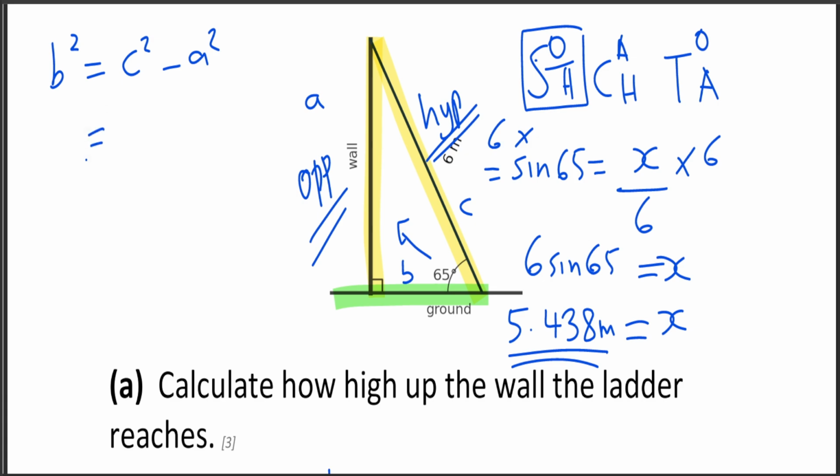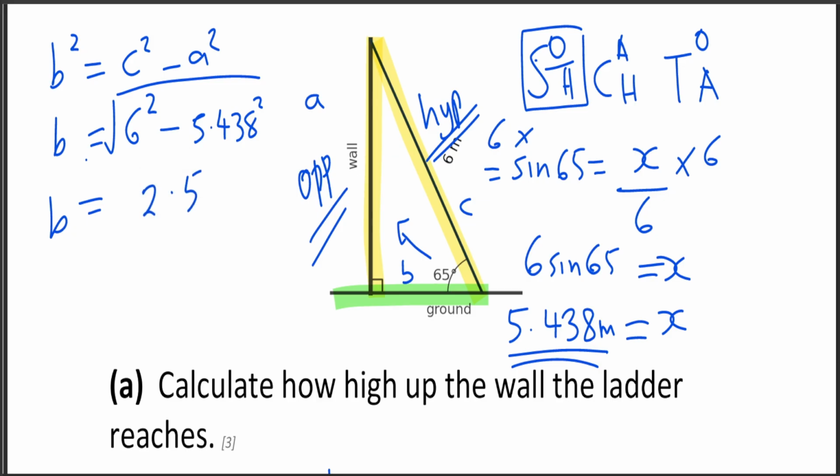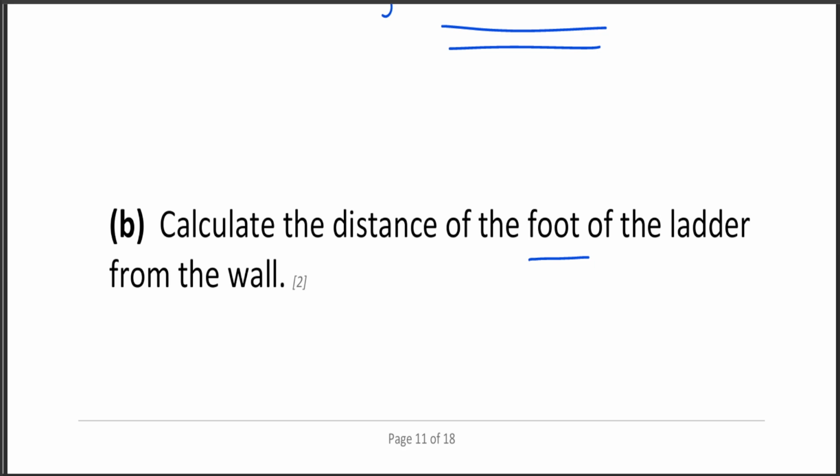So C squared yako, your hypotenuse 6 squared minus the A squared, which is 5.438 squared. Then for us to get B, lazima utaa square root. So B equal to, so 6 squared minus 5.438 squared. Then square root the answer is going to give you 2.535, to 4 significant figures, and that is the answer. So hapa ni 2.535.